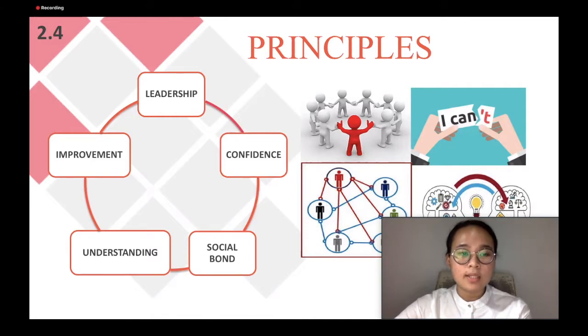And the last one is improvement. Through small group discussion, all members are hoped to improve and be better people in the future. This improvement is expected to be seen in terms of relationship, knowledge, and communication skills, which are based on high self-confidence.